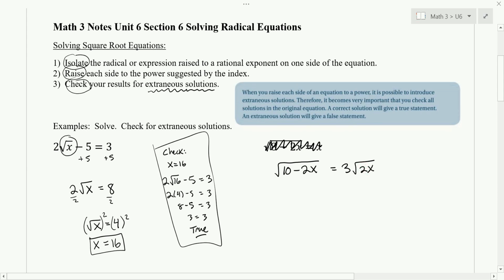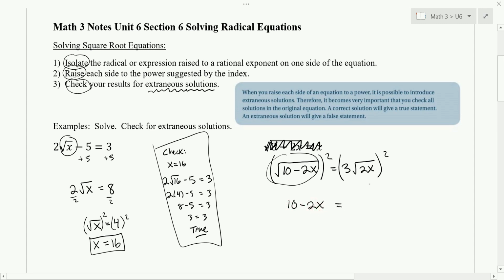So here we have 2 square roots. Step 1 said to isolate the radical. Well, we've got 2 radicals, and you can only isolate one. If you isolate one of them, that's good enough, and that's what we've done here. So step 1's already complete for us. Step 2, raise each side to the power suggested. It's a square root, so we want to square both sides. When you square the left side, it gets rid of the square root, and you end up with 10 minus 2x.